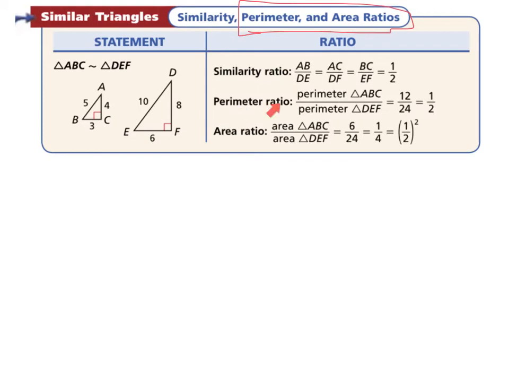Here's something you may not have done. The perimeter ratio is the exact same as the similarity ratio. So if you find the ratio of one side to the other, and then you find the perimeter of one triangle and the perimeter of the other, that is the same ratio as the sides. Now the area ratio is taken to the second power. So you take your answer for either one of these, and then you square it to give you the area ratio, which in this case is 1/4.